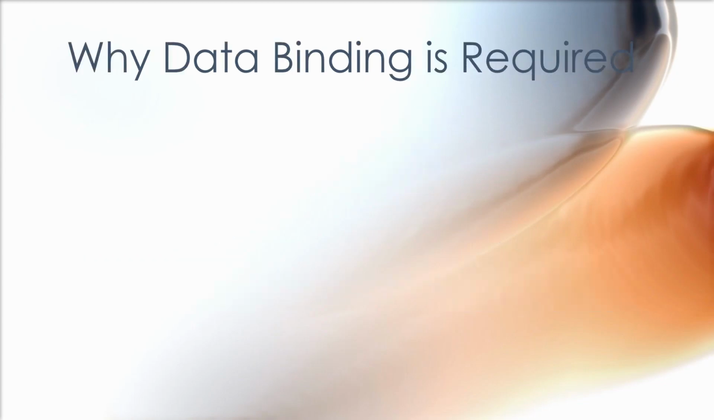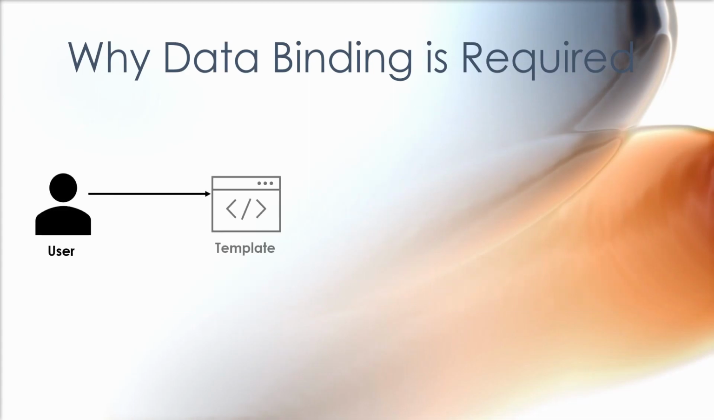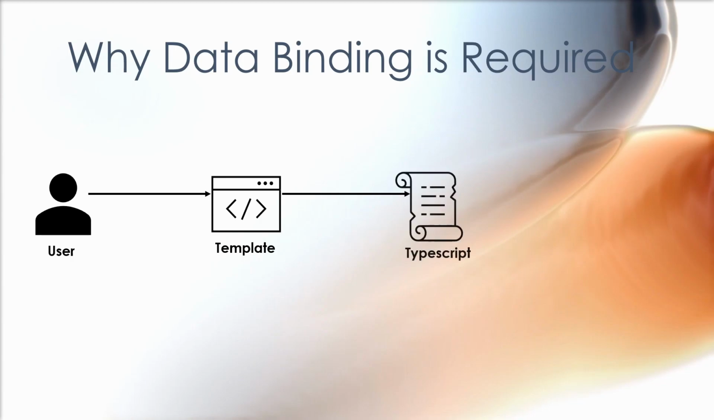Now, why data binding is so much important? Our user directly interacts with one and only one piece of our code, which is our template. It interacts with the HTML file of our component. But any change or any action that the user is performing on the template should be known by the TypeScript for further processing. Probably we want to check certain logic, we want to provide some validation message to the user, or probably we want to send that data to our server.